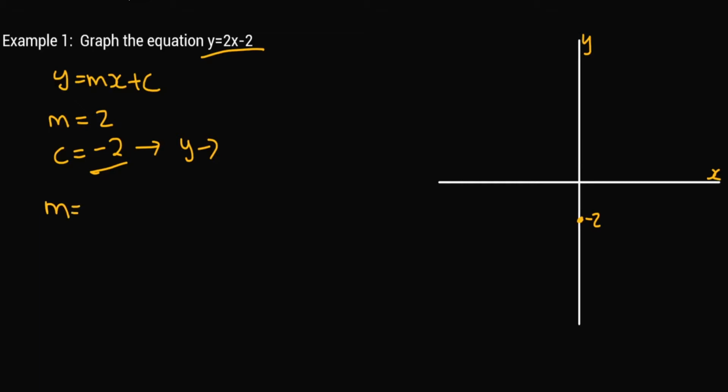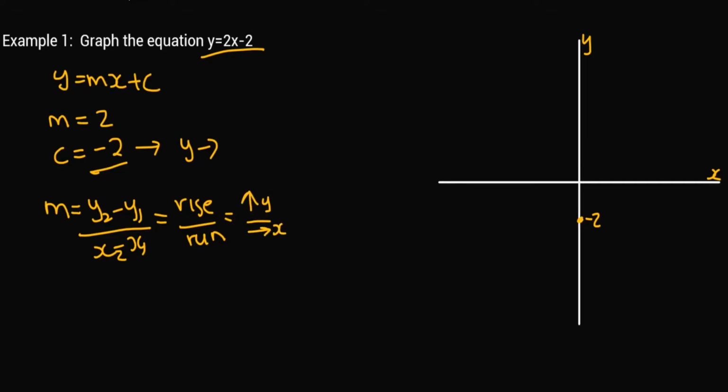So from here, you know that your gradient is given by m equal to y2 minus y1 over x2 minus x1. And this means your rise over run. In your slope, you go up the y-axis, and then here you go along the x-axis. So from the point, you're going to have to go up, and then you go along x, depending on the values. So you know that m is equal to 2 over 1.